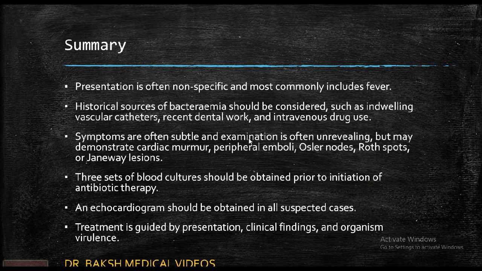Now just to summarize some of the clinical features, the presentation is very non-specific. It commonly includes fever. We need to see the historical sources of bacteremia as well. The symptoms are often very subtle, but the examination may give some points like cardiac murmur, Osler nodes, Roth spots or Janeway lesions, or splinter hemorrhages. For the diagnosis, 3 sets of blood cultures, it's very important to take before the start of antibiotic therapy. An echocardiogram should be done in all cases. And the treatment is guided by presentation, the clinical findings, and the organism virulence. So that's all for this topic.